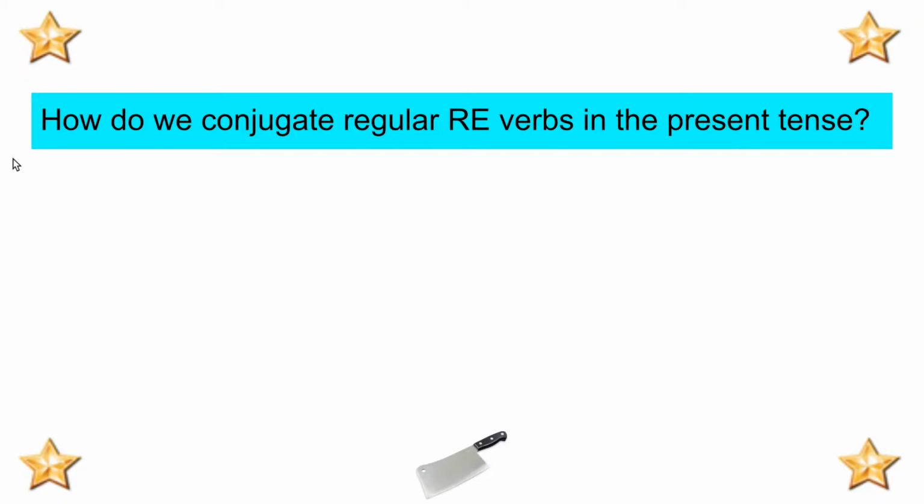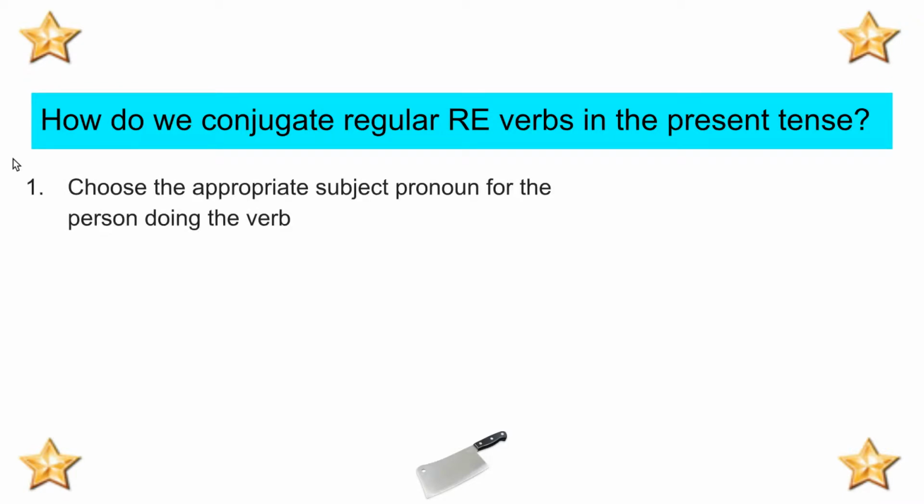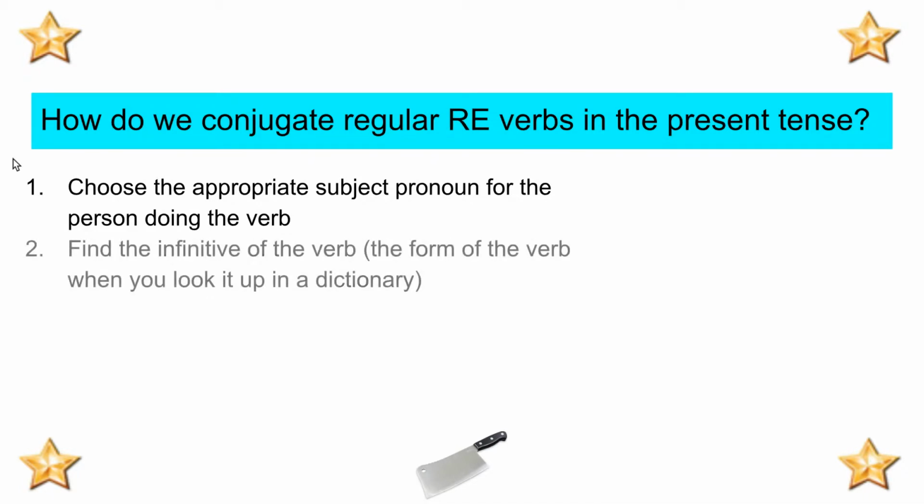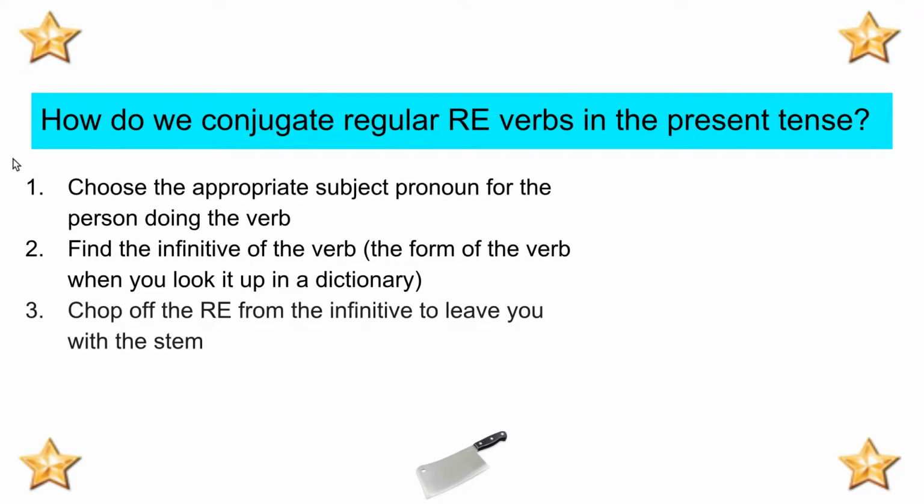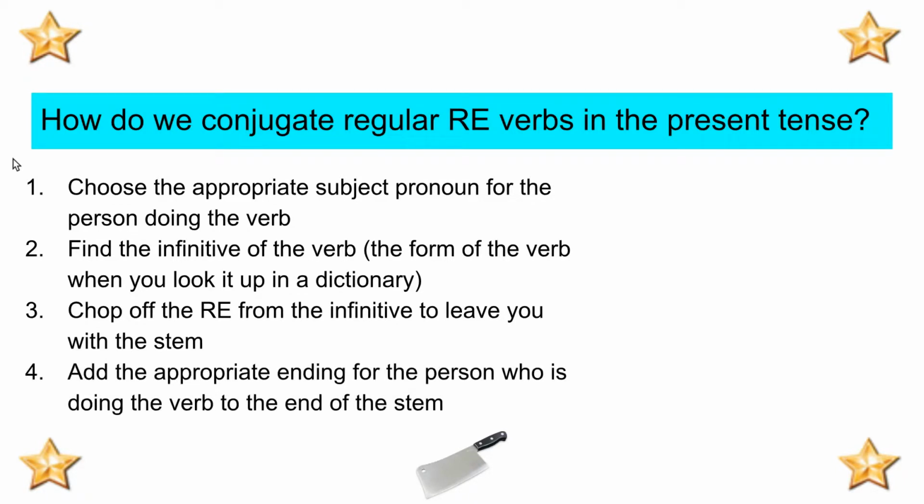How do we conjugate regular RE verbs in the present tense? Firstly, we choose the appropriate subject pronoun for the person doing the verb. Then you find the infinitive of the verb. This is the form of the verb when you look it up in the dictionary. Then you chop off the RE from the infinitive to leave you with the stem. Finally, add the appropriate ending for the person who is doing the verb to the end of the stem.